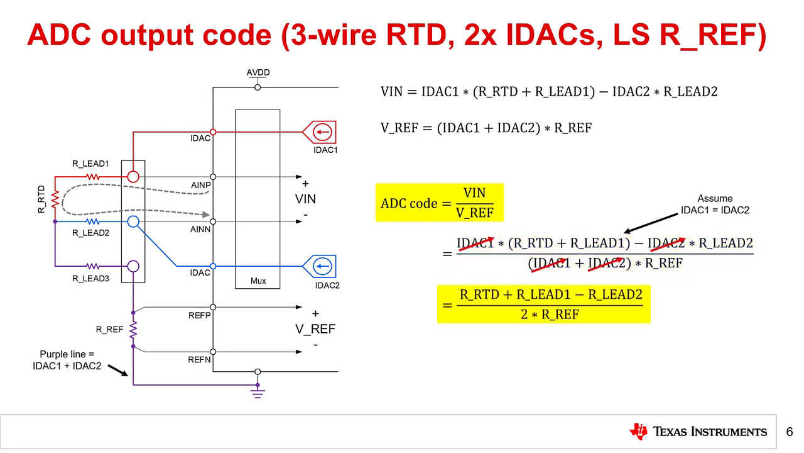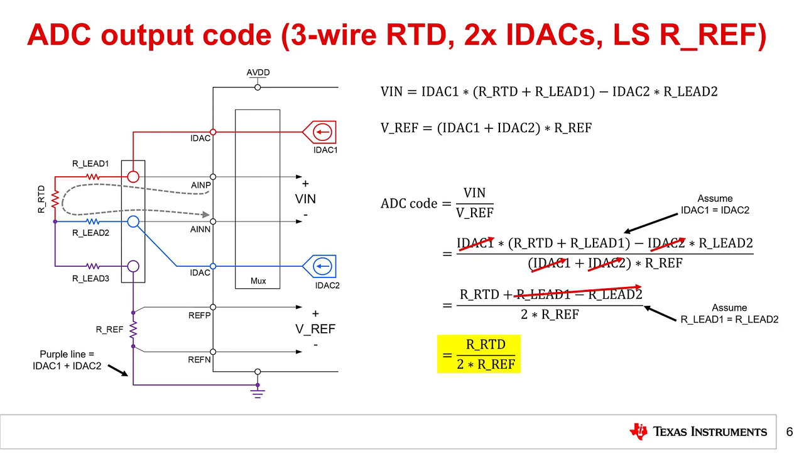Now, let's assume that IDAC 1 is equal to IDAC 2, which allows us to simplify the ADC code equation in terms of just the circuit resistances. Lastly, let's also assume that our lead 1 is equal to our lead 2. This assumption yields the final ADC code equation for a 3-wire RTD system using two IDACs, which is our RTD divided by 2 times RREF.